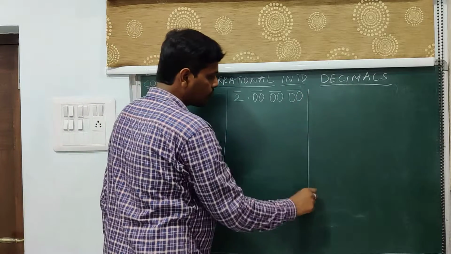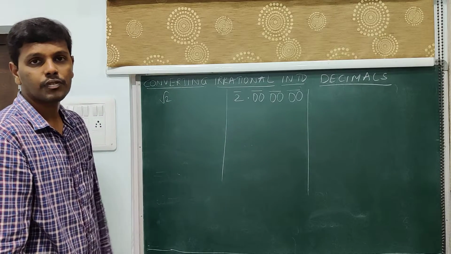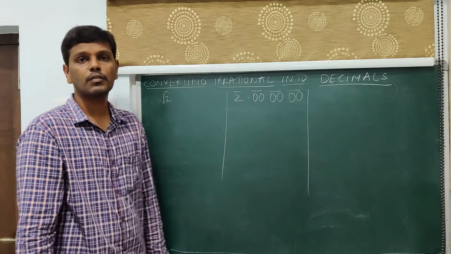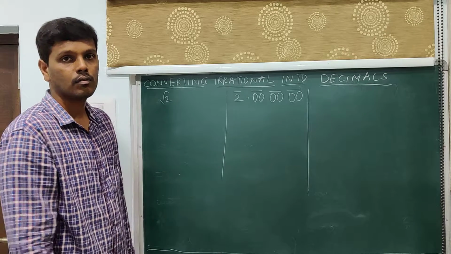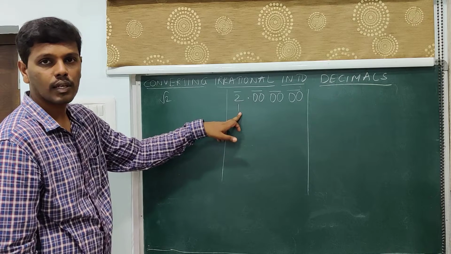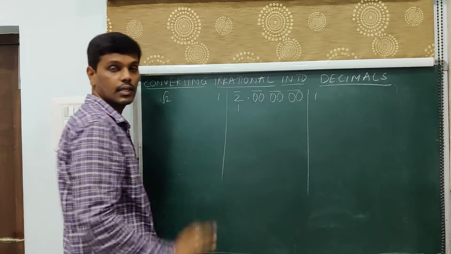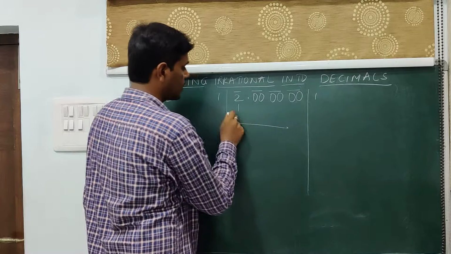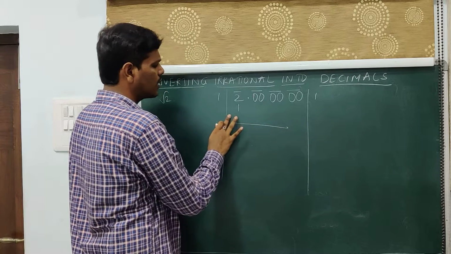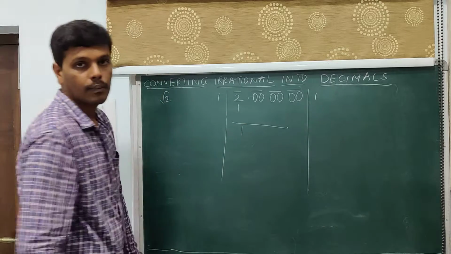Next, try to identify the nearest perfect square to 2. The nearest perfect square to 2 is 1. One ones are 1. So, that is what I will write. The nearest perfect square is 1, that is what I will put here, and 1 here, because 1 ones are 1. Next, we will subtract. You need not write it. Subtraction is understood. 2 minus 1 is 1.